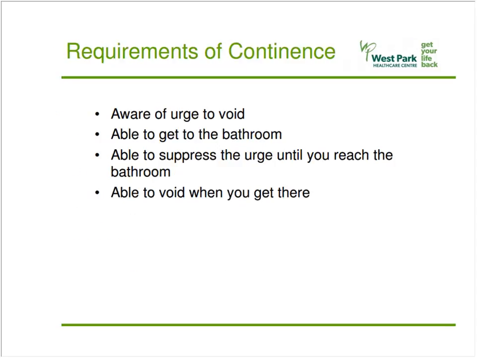So what are the requirements of continence to have bladder control? Well, there are 4 things that all of us need. The first is awareness of the urge to void. So in the assessment, you will see questions that we ask about sensation. Do you have the normal sensation of the urge to void? Are you aware of passing urine? Are you aware of being wet? So we ask those sensation questions.